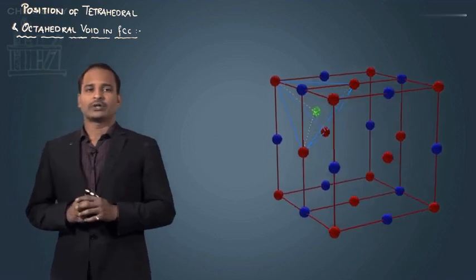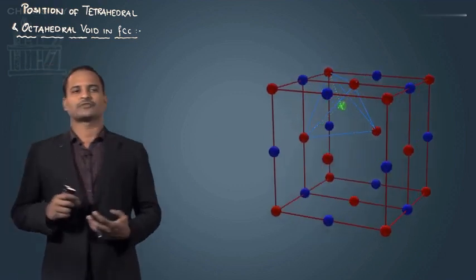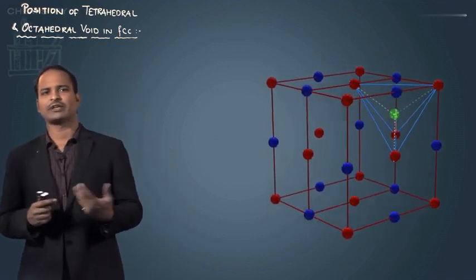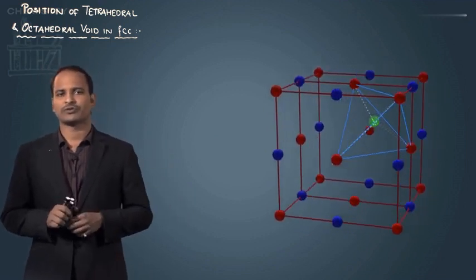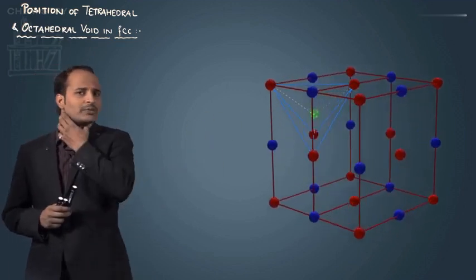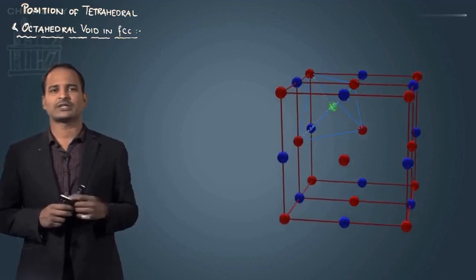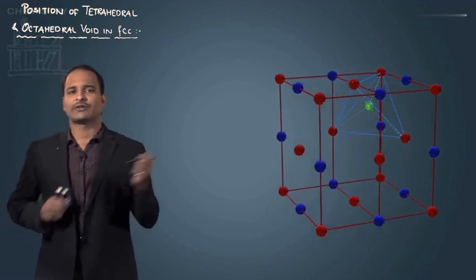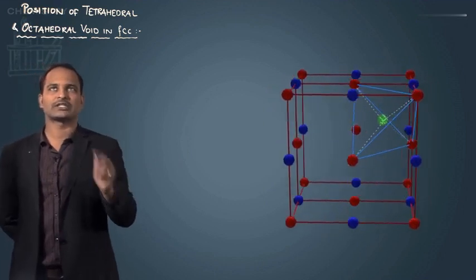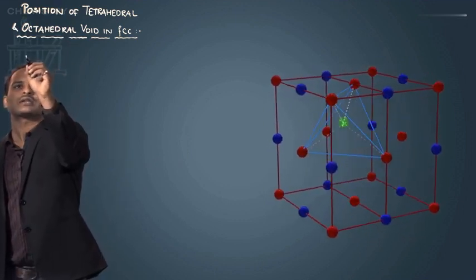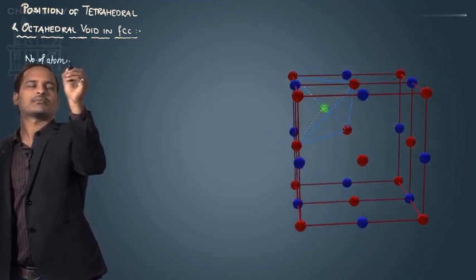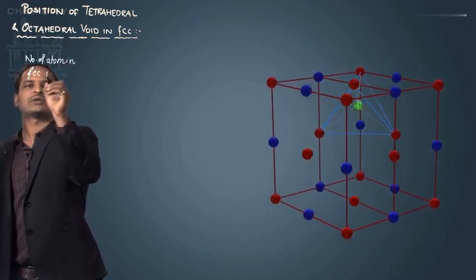Now I know the relation that if there are n number of spheres, then the number of tetrahedral voids is 2n. Let's see the same relation here. In this face-centered cubic cell, how many particles or atoms will be there? So I can say the number of atoms or particles, which are spherical in shape, in the FCC unit cell.